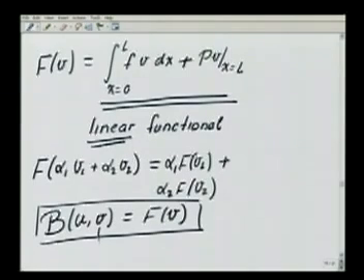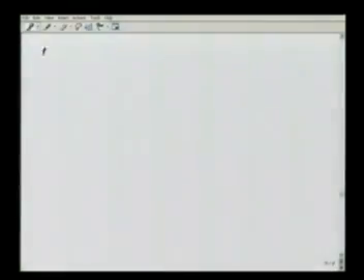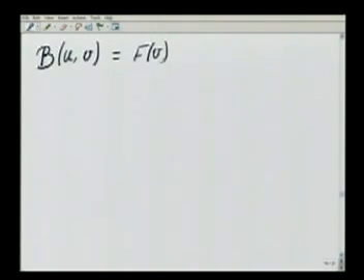And instead of v, if we substitute v with delta u, then I'll get B(u, delta u) is equal to f(delta u), which is nothing but the principle of virtual work or the weak formulation or the variational formulation that we have obtained. Now, we have obtained this as our equation that we have to solve in order to get u.